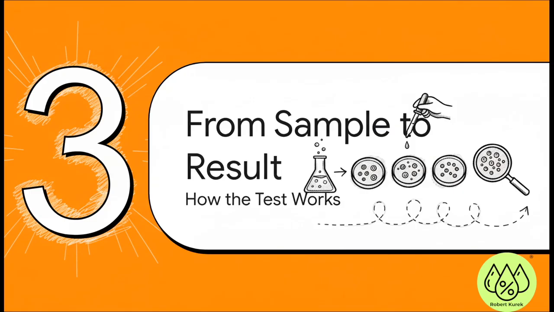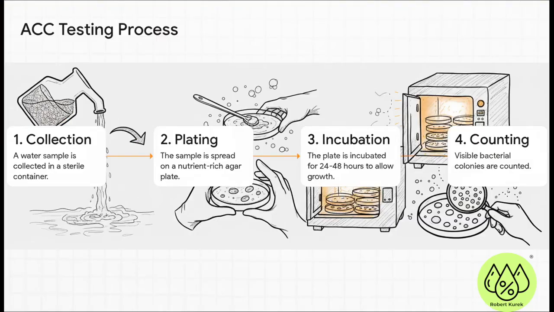Okay, so how do they actually get this number? Let's walk through how it works. It's a pretty classic lab procedure, but it's been fine-tuned over the years to be super accurate and reliable. It really just comes down to these four basic steps. First, you grab a totally clean, sterile sample. Then, in the lab, a little bit of that water is spread out on what's called an agar plate. That's basically a petri dish full of a jelly-like substance that's like a five-star buffet for bacteria. You pop that into an incubator for a day or two, let them grow, and then you just count the dots. Simple as that. Every little dot you see is a colony.